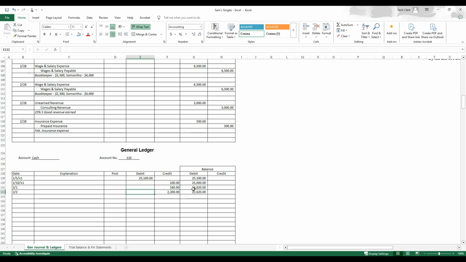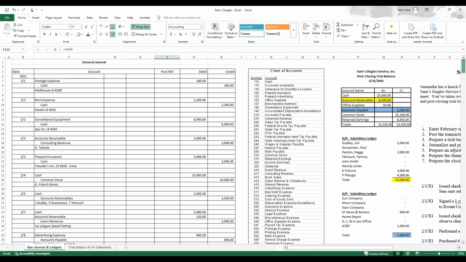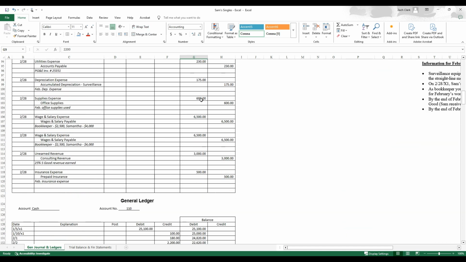Okay, so yeah, that's our running balance. It's a debit balance, so it gets decreased by credits. And we're going to go back. What was the other side? That was cash, so we need to record rent expense.